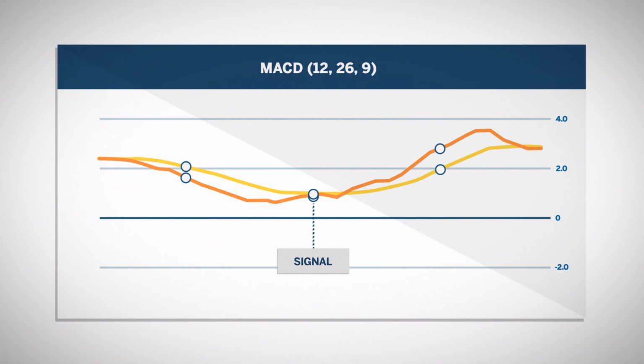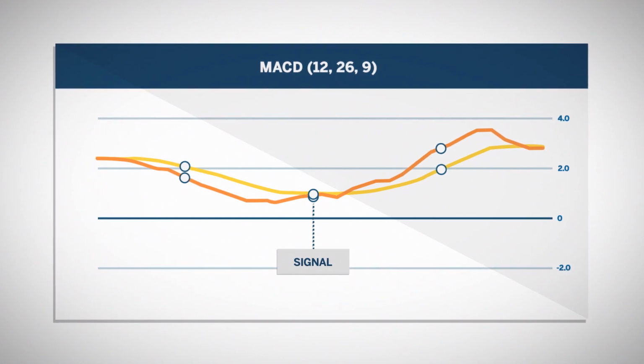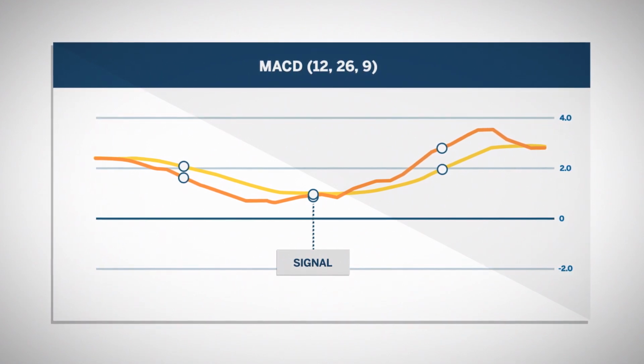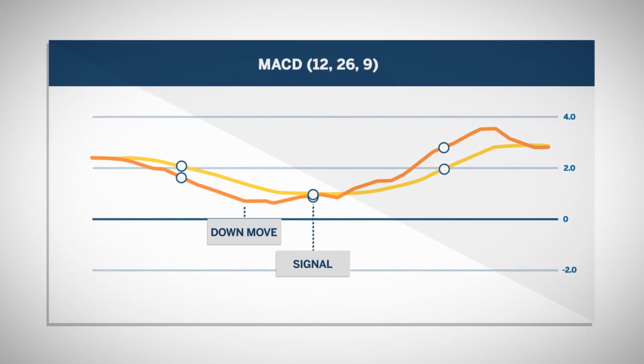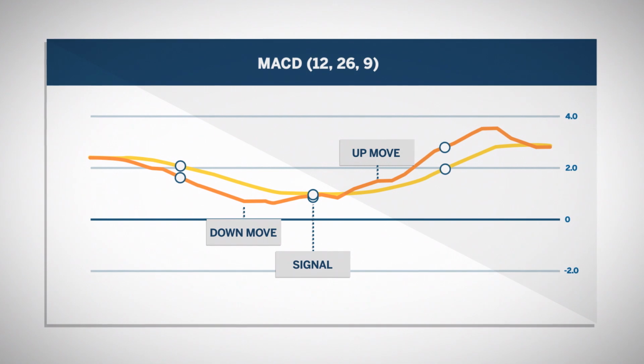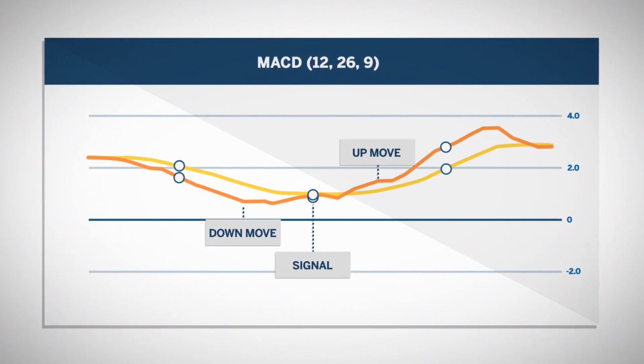Signals are generated when the MACD line crosses the signal line. If the MACD moves below the signal line, this is generally an indication of a down move, and if the MACD moves above the signal line, it is typically seen as an indication of a potential up move.